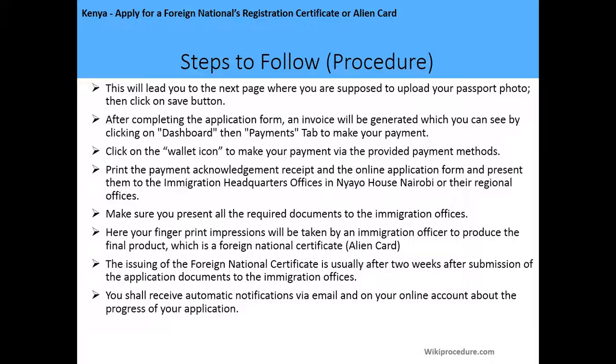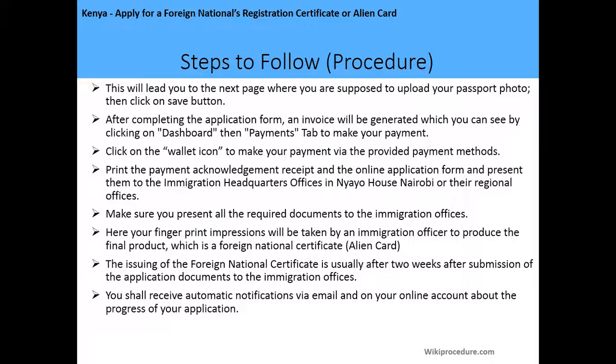Print the payment acknowledgement receipt and the online application form and present them to the Immigration Headquarters offices in Nyayo House, Nairobi, or their regional offices in Kisumu and Mombasa, and make sure you present all the required documents to the immigration offices. Here, your fingerprint impressions will be taken by an immigration officer to produce the final product, which is a foreign national certificate or an alien card.